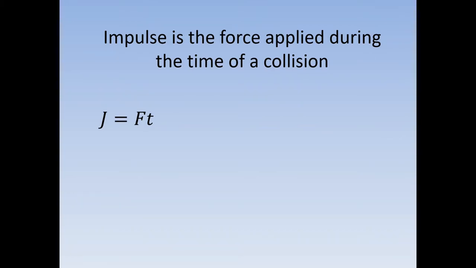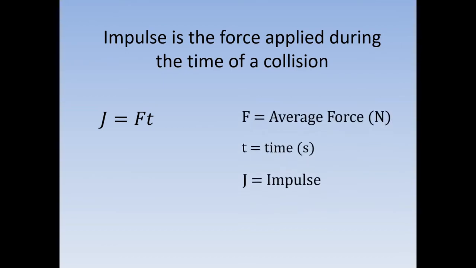So what are we actually doing here? When we find the area under the graph, we are actually multiplying the force being applied times the time. This lets us write a mathematical equation for impulse. In this equation, force is the force that is being applied, and we are going to measure that in newtons. T is time, and it's measured in seconds. Impulse is represented with a J.